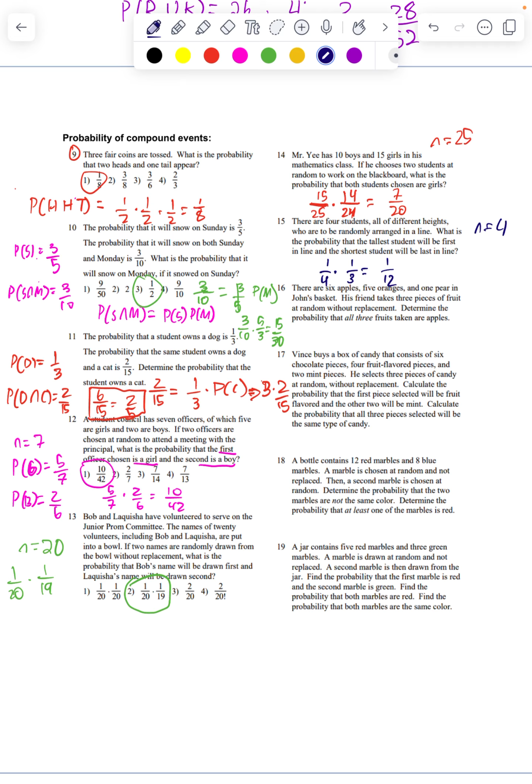Let's take a look at the next example, number 16. There's 6 apples and 5 oranges in one pear. So 6 plus 5 plus 1, my n is going to be 12. I'm going to keep that in mind.